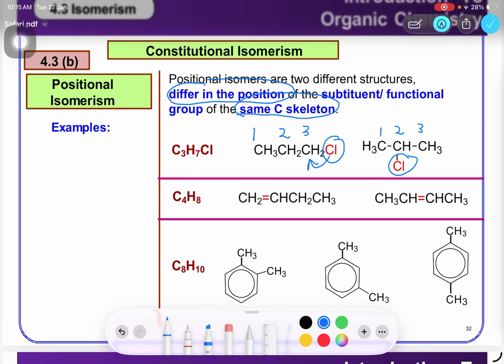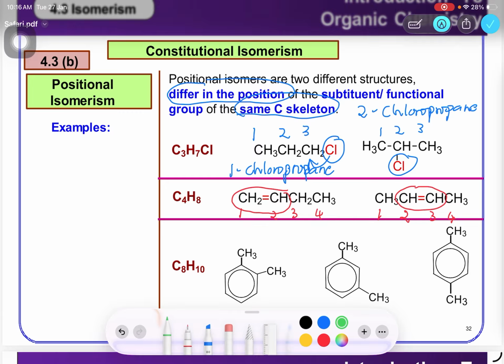So if I name this one, I will name it as 1-chloropropane. And this one will become 2-chloropropane. Okay. For another example, you can see the carbon-carbon double bond is between carbon 1 and carbon 2, while the other one is between carbon 2 and 3. And both of these structures have 4 carbon. So in general, they have the same molecular formula, but different structural formula due to different position of the functional group.